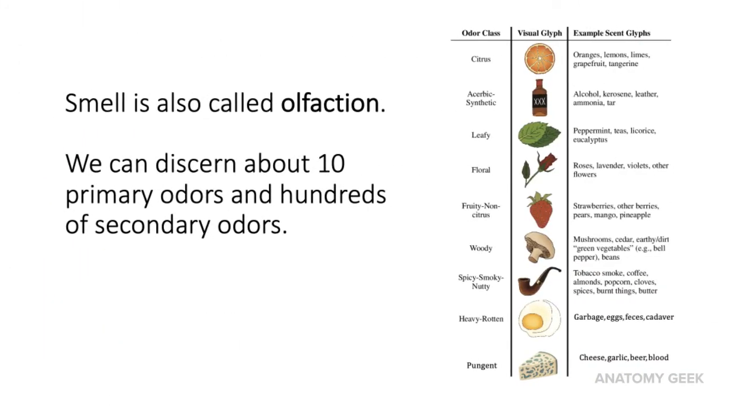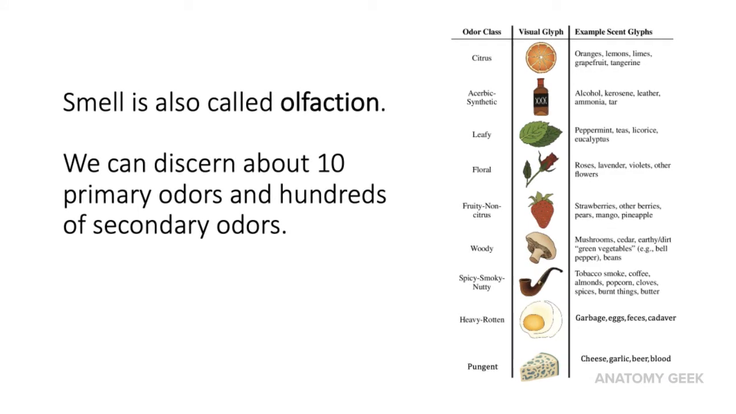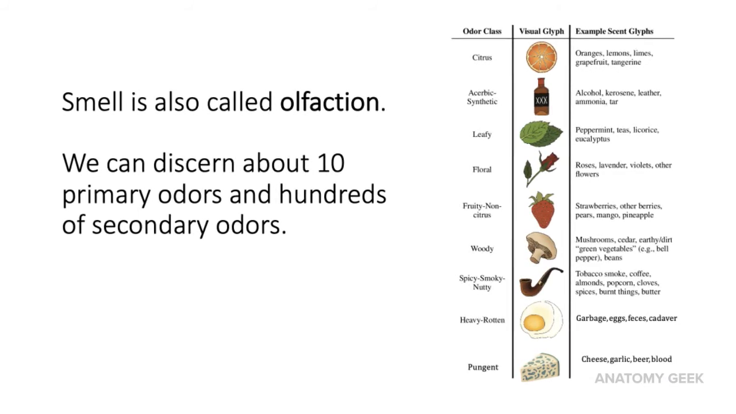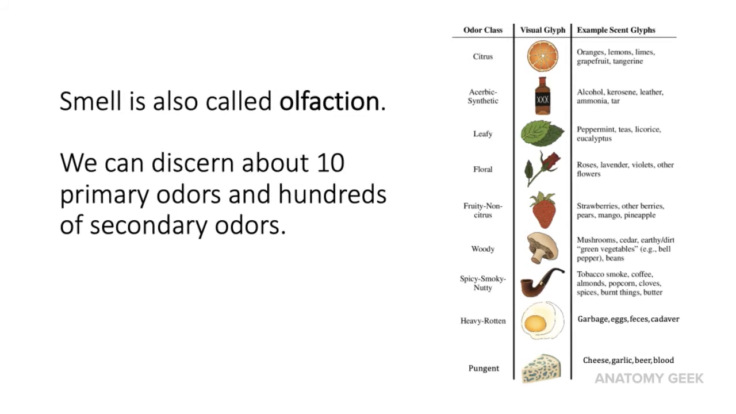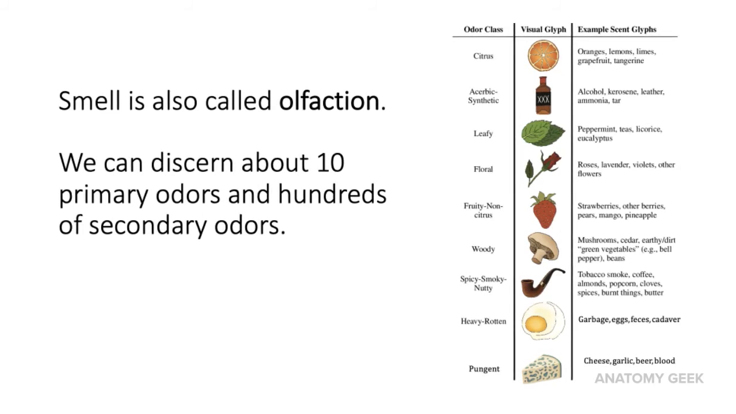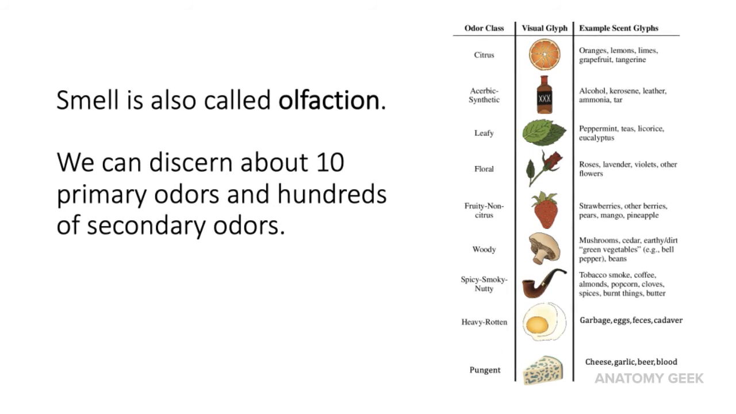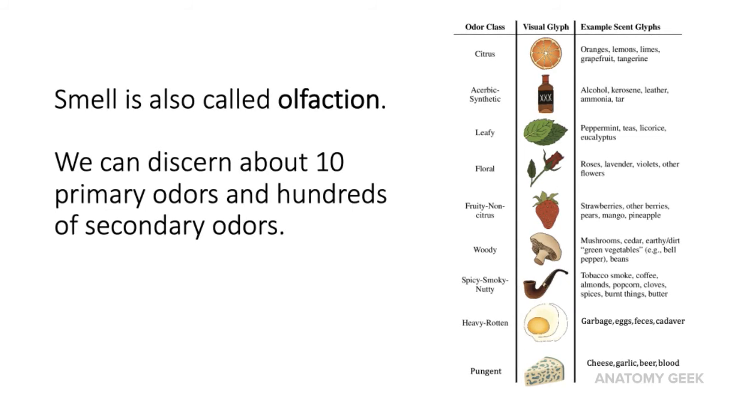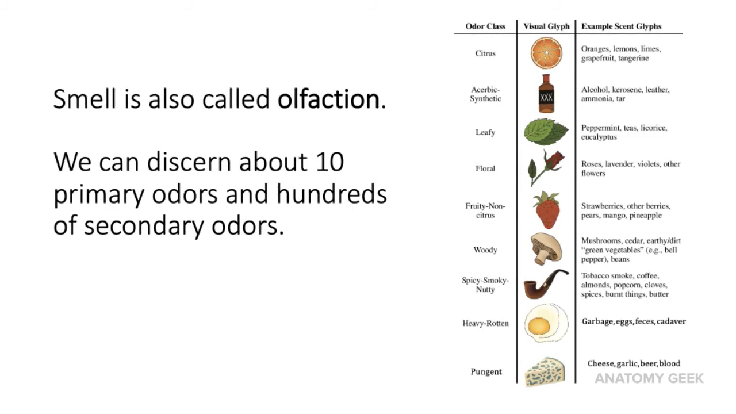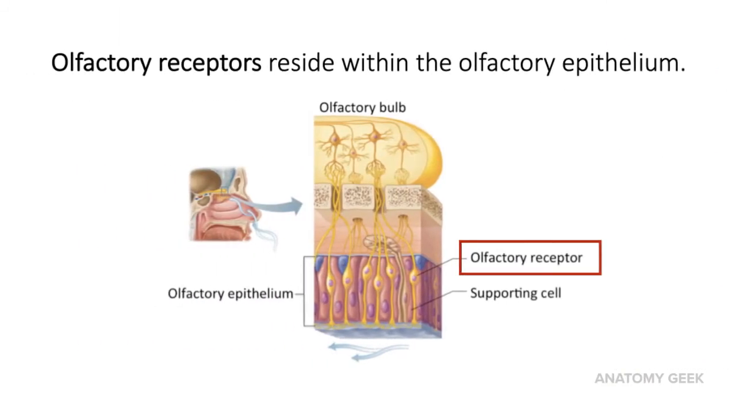The fancy term for smell is olfaction. Now, we can discern about 10 primary odors: fruity citrus, fruity non-citrus, woodsy, floral, leafy, putrid or rotten, pungent. Being able to discern odors is very important to our safety and health. As we stated initially, smell is a chemical sense.